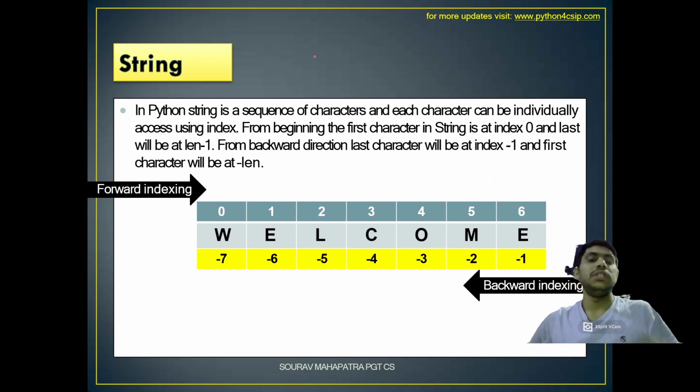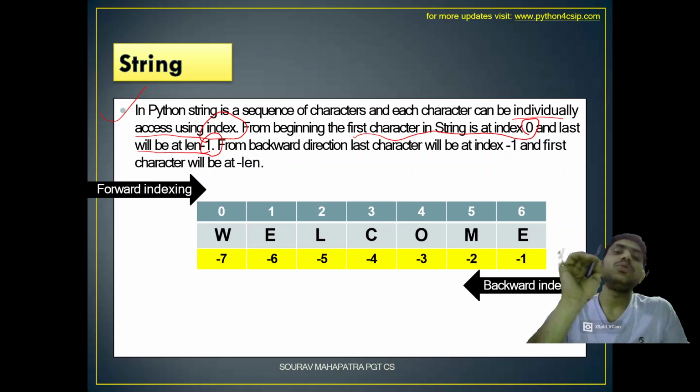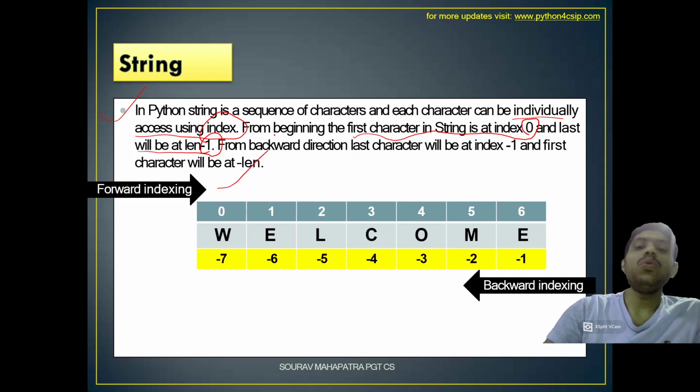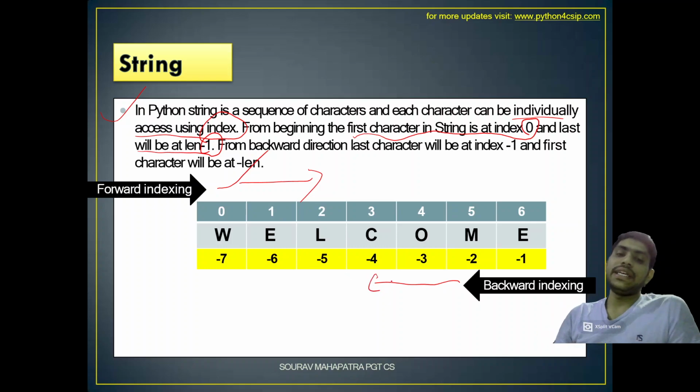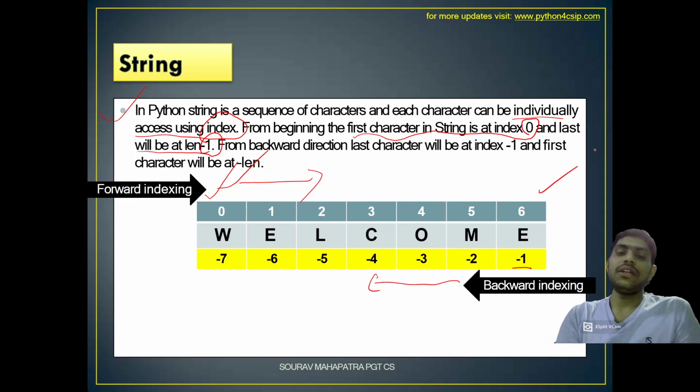Okay, here they have given the example. So in Python, a string is a sequence of characters, and each character can be individually accessed using which method? Index. And from the beginning, the first character in the string has index 0, and the last will be length minus 1. You can see strings support two types of indexing. One is forward indexing, another one is backward indexing. Okay, so forward indexing starts from 0, backward indexing starts from -1. You can see welcome, these are the characters.